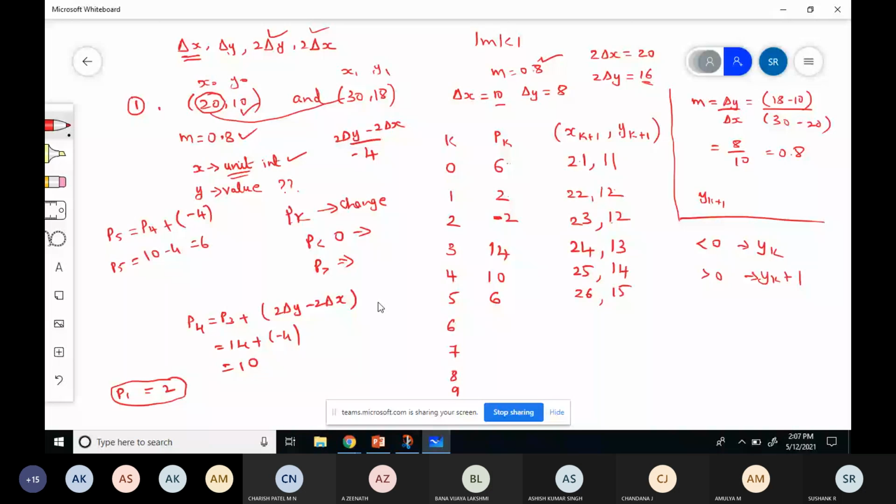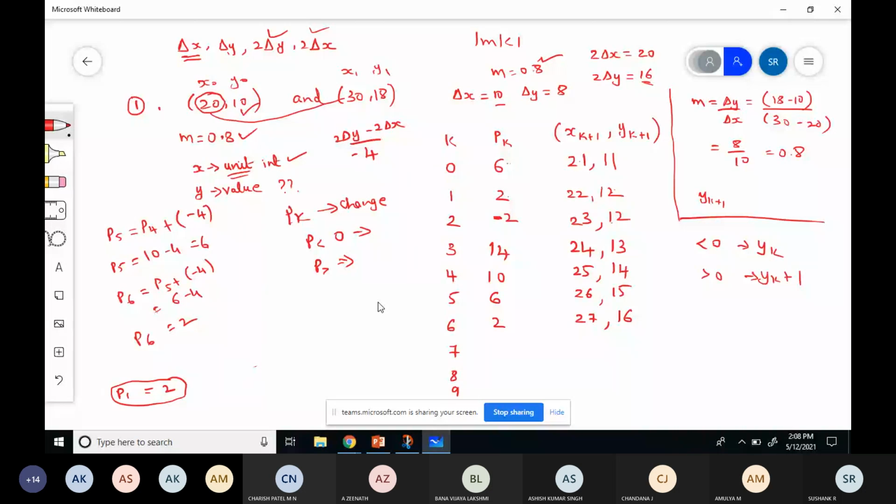Again, p6. p6 is equal to p5 plus minus 4. See, because there is no change of sign, it means the same formula you can use. What is p5? p5 is equal to 6. 6 minus 4. So p6 you will get as 2. For this plus 1, since it is greater than 0, 15 will become 16.